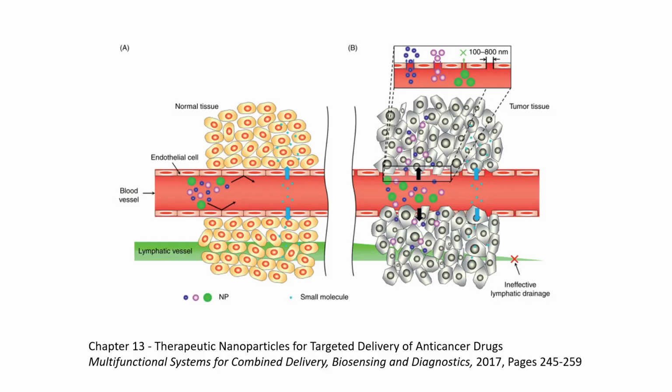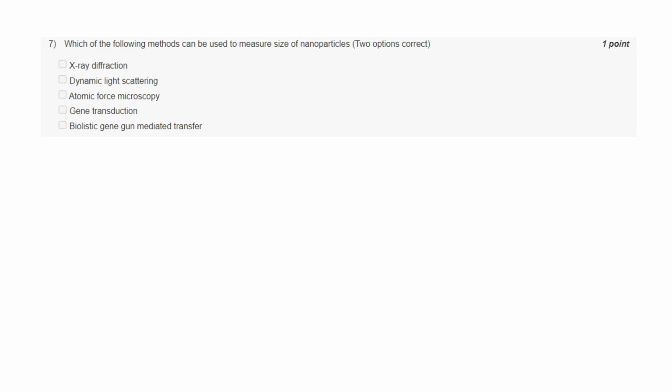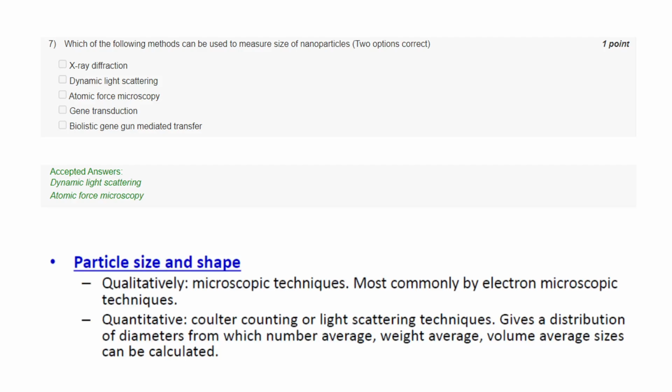Okay. Next was, which of the following methods can be used to measure size of nanoparticles? This was pretty straightforward. There is DLS, that is dynamic light scattering, and AFM, atomic force microscopy. Both of these are used to measure the size.